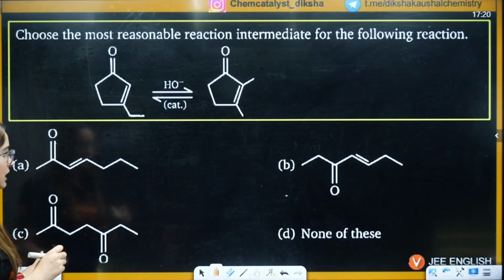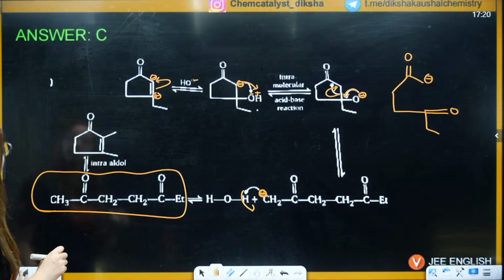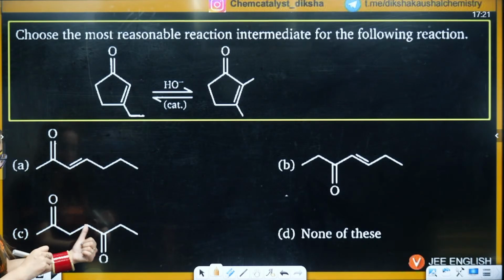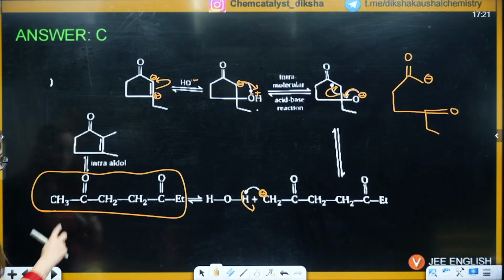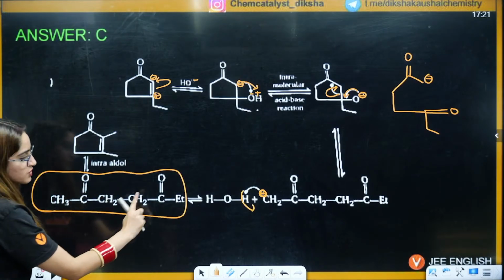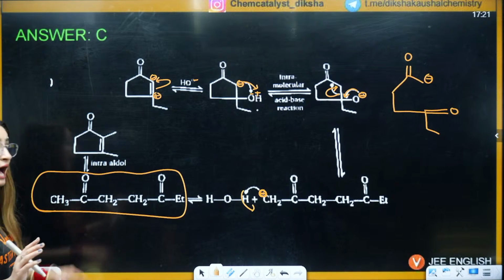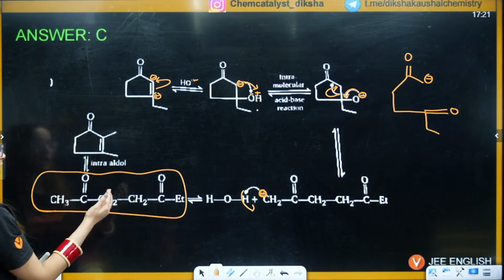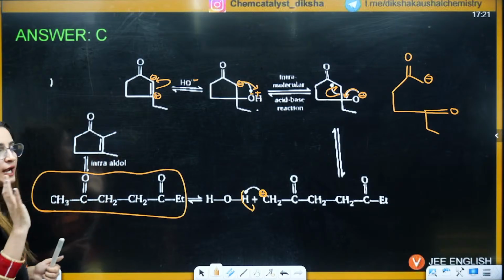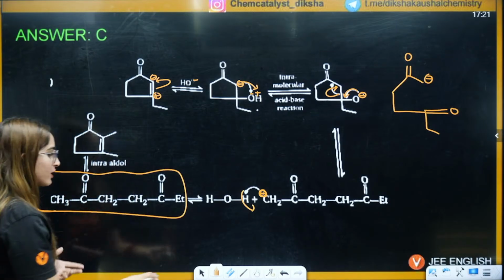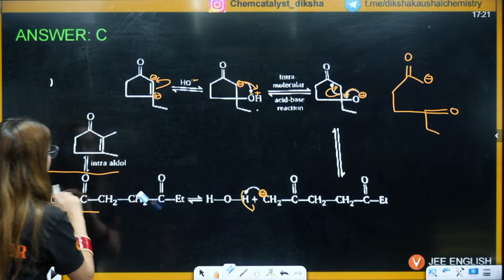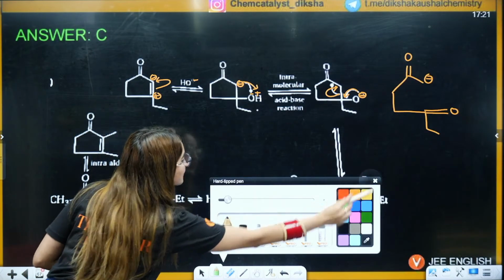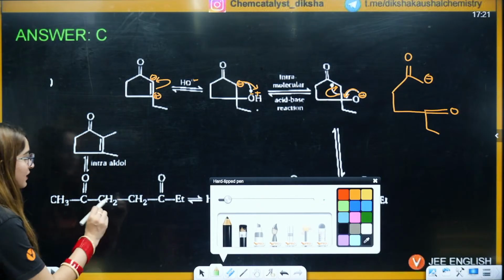So that is why here you can see that C is the intermediate: CH3 C double bond O, CH2 CH2 C double bond O, ET. Same thing, CH3 C double bond O, CH2 CH2 C double bond O, ET. After this again ring formation will occur, right? Again what will happen here? Intra-aldol. So ma'am, what is intra-aldol? This itself is a big problem here, it needs one different page to answer. So what will happen here?